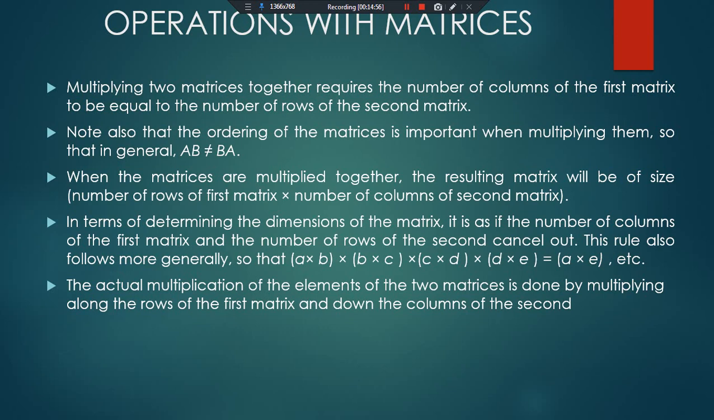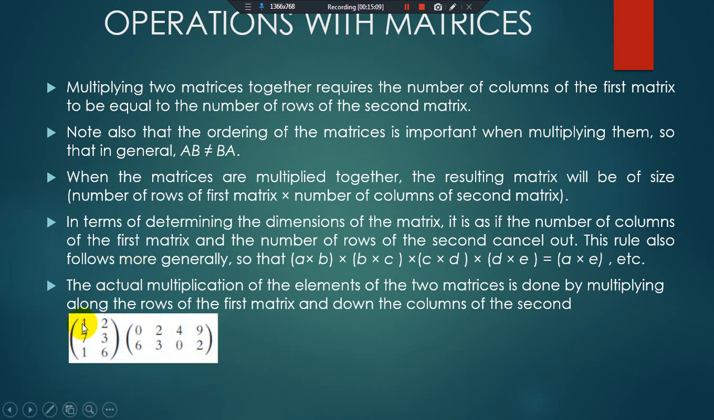The actual multiplication of the elements of the two matrices is done by multiplying along the rows of the first matrix and down the columns of the second. Like here you can see that we have 2 columns in the first, and 2 rows in the second. But when we are starting the multiplication procedure, you have to start with the first matrix rows and the second matrix columns. So let's start the multiplication.